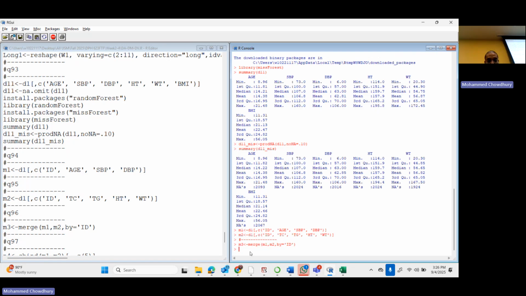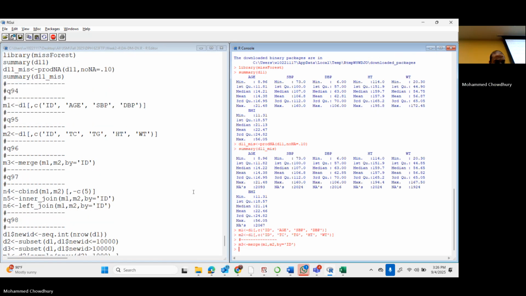There is also cbind and rbind. You will see in R code, cbind means column bind. There is also the R code rbind, which means row bind, binding by row. And there is also merge. We can merge this way.